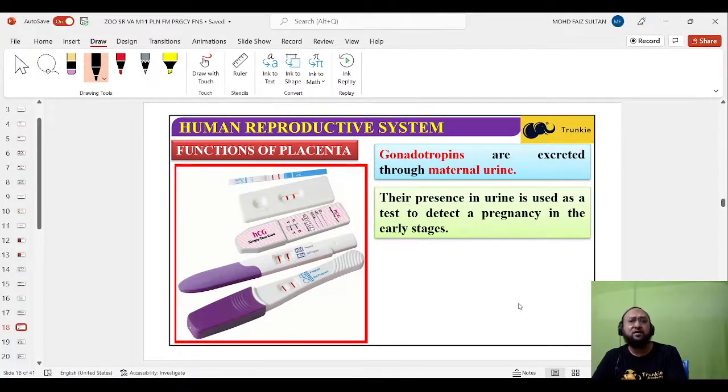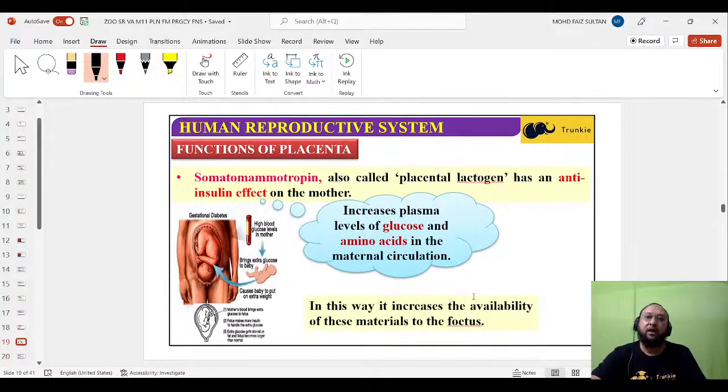This is how pregnancy test kits are made. When a drop of urine is placed on some kind of chemical substance, with the help of that reaction, a red or pink line is formed. So to know that this gonadotropin was present in the urine indicates that the female has conceived and is pregnant. Okay. This point is also important for the exam.